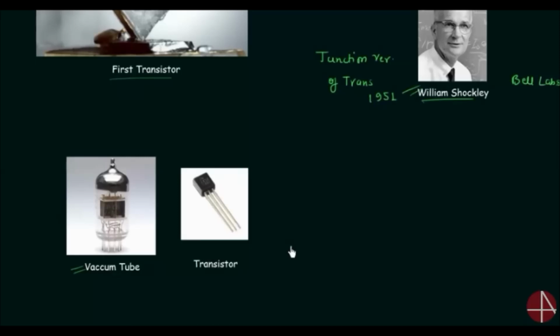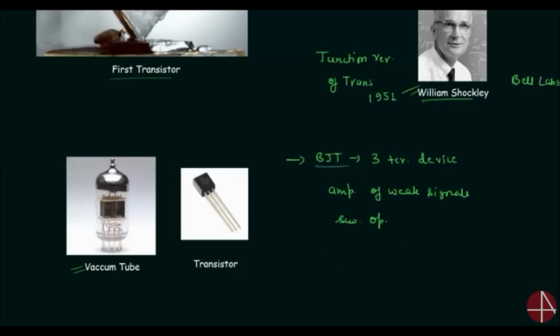BJT, the bipolar junction transistor, is a 3-terminal doped semiconductor device. It is used in amplification of weak signals, and it is also used in switching operations. So there is use of BJT in both analog and digital electronics.